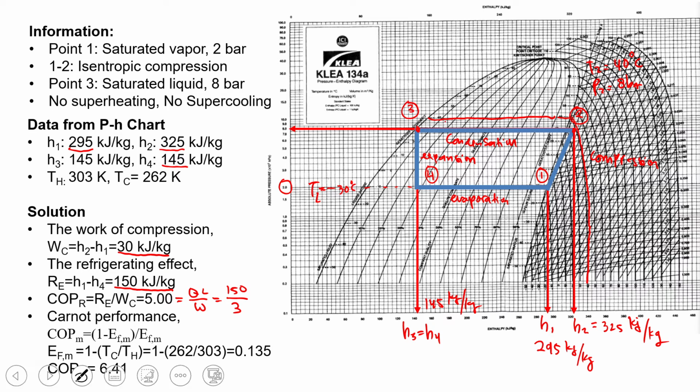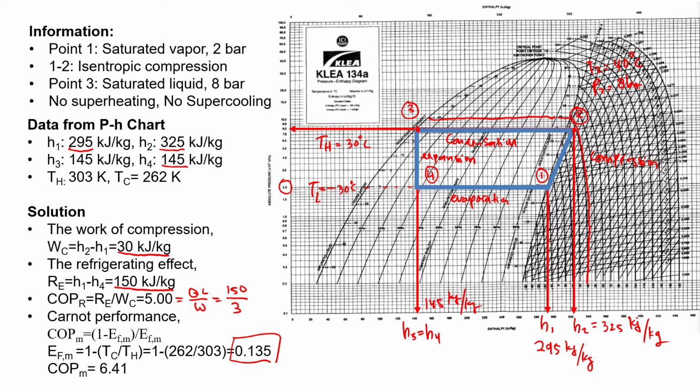You can see this is minus 40. You get 263 Kelvin. So there is minus 30, and this is around 30. So TH is equal to 33 degrees Celsius, or 306 Kelvin. So then we find out the maximum Carnot efficiency is 0.135, and we'll be able to calculate the COP.